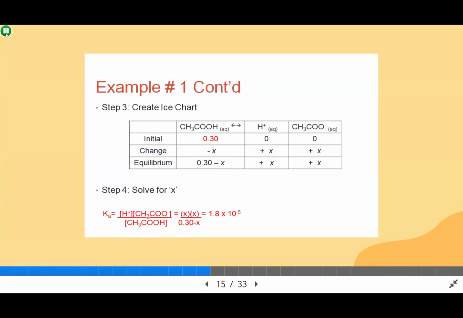So step 3, put together our ICE chart, our initial, change, and equilibrium values using x to represent our change. Our initial concentration of acetic acid is 0.3. The change is minus x. It's 1 to 1 to 1. So 0.30 minus x, and our equilibrium concentrations of our products are just plus x. So we put in our values using our variables, and we get our K to be 1.8 times 10 to the negative 5. Let's continue on the next slide, simplifying this expression.